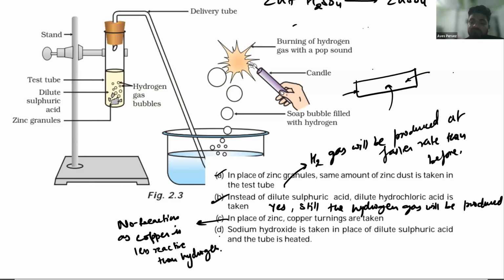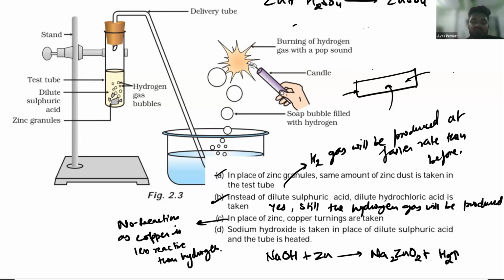Yes, I have taught you this recently. You have noted down this question: when a base reacts with zinc, it will give you sodium zincate, Na2ZnO2, plus hydrogen gas. This property we have studied about the base. A base, when it reacts with a metal, also produces salt plus hydrogen gas.